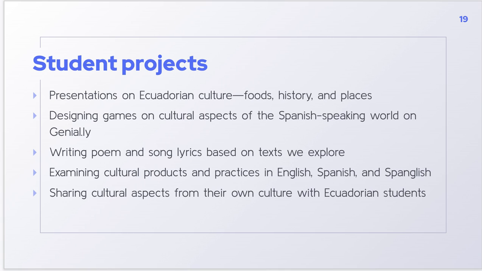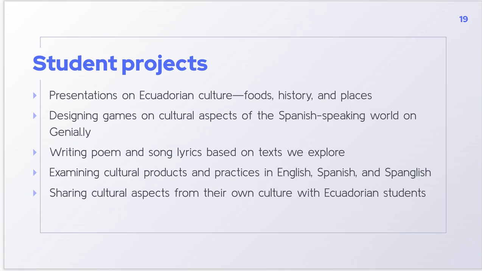In the text we explore, we just looked at Calle 13's Latinoamérica, which is a Puerto Rican rap group, and students tried to come up with their own rap or their own lyrics. We are examining cultural products and practices in English, Spanish, and Spanglish. And I say Spanglish also because what we're doing in the 101, they don't have all of the language and vocabulary to express sophisticated analyses of cultural products.